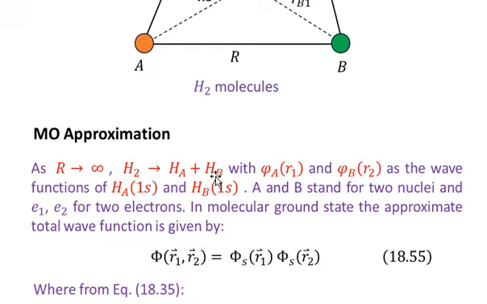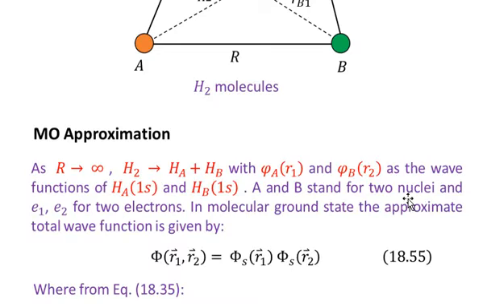behave as an individual atom, and their corresponding wave functions phi A of R1 and phi B of R2 are the wave functions of atomic hydrogen A in its ground state, which is the 1s state, and atomic hydrogen B, which is in its ground state 1s. You know that we have already discussed the hydrogen atom while discussing the atomic part of the course, and we have discussed that 1s is the ground state of atomic hydrogen.